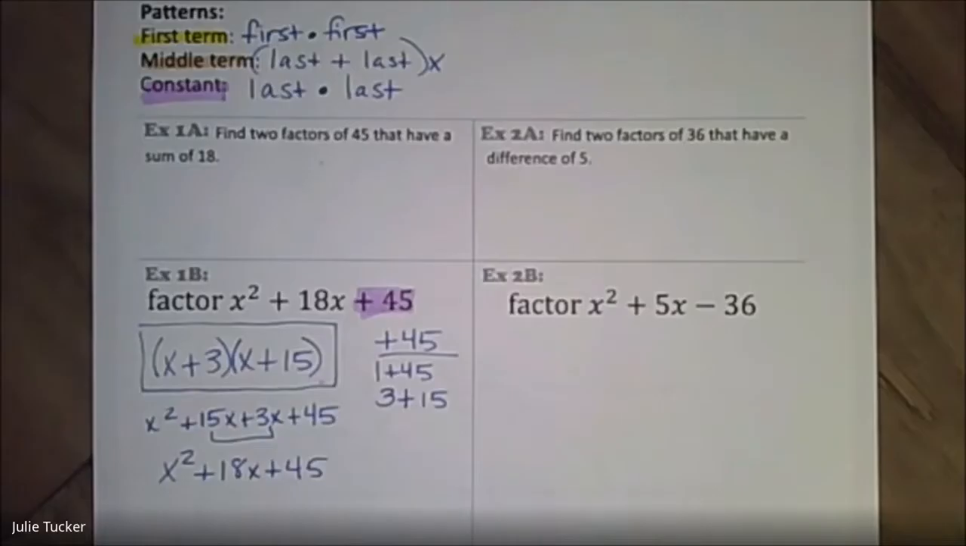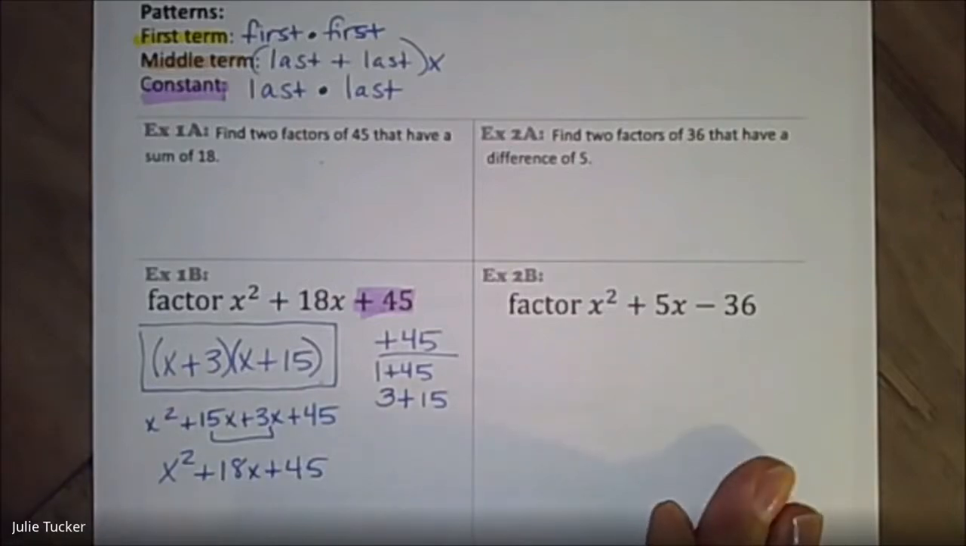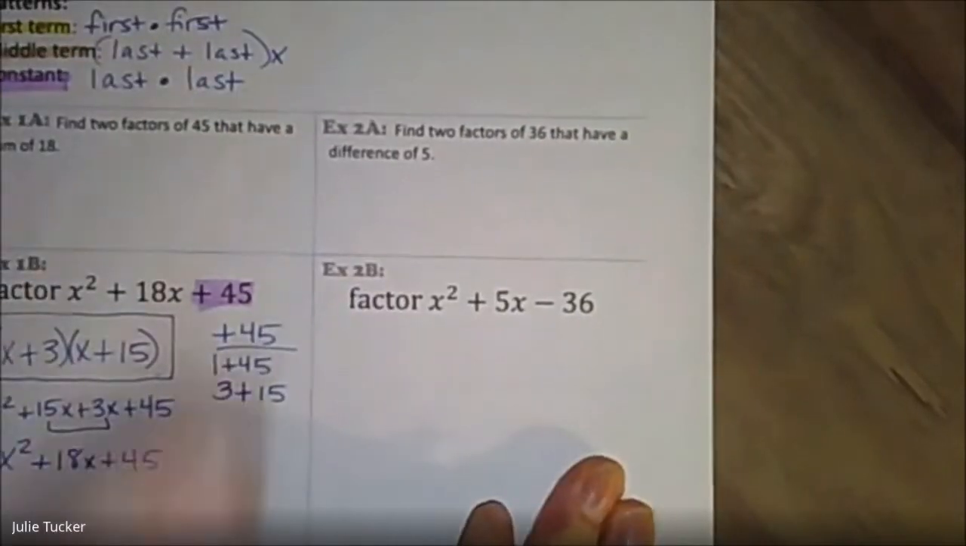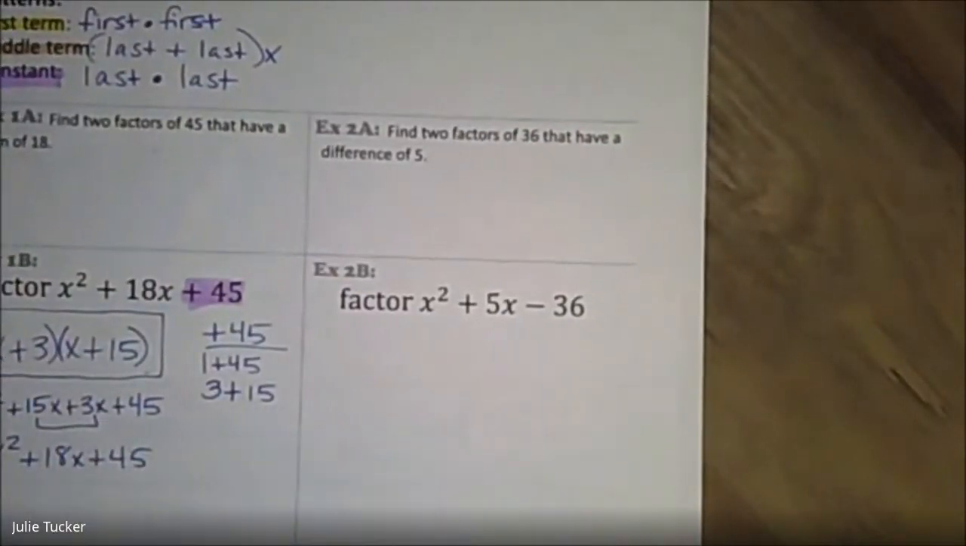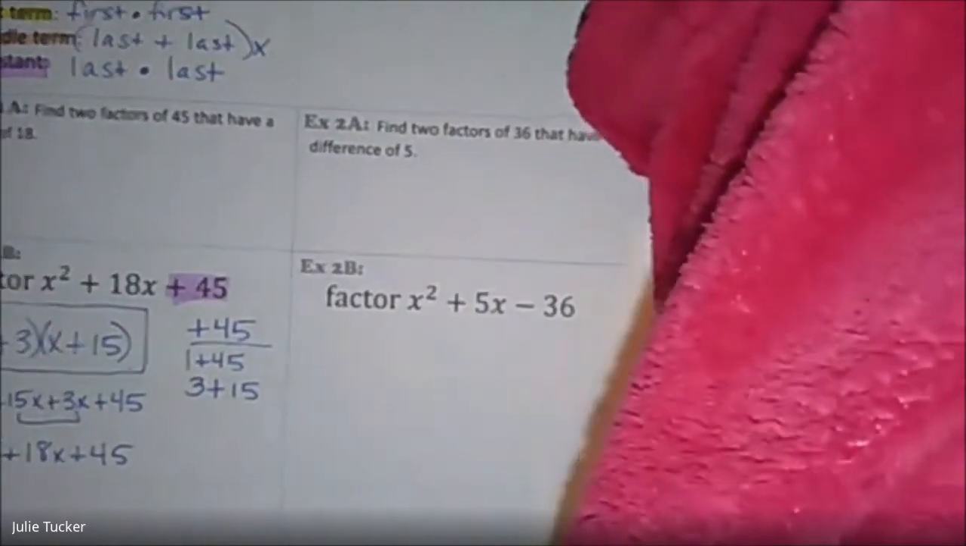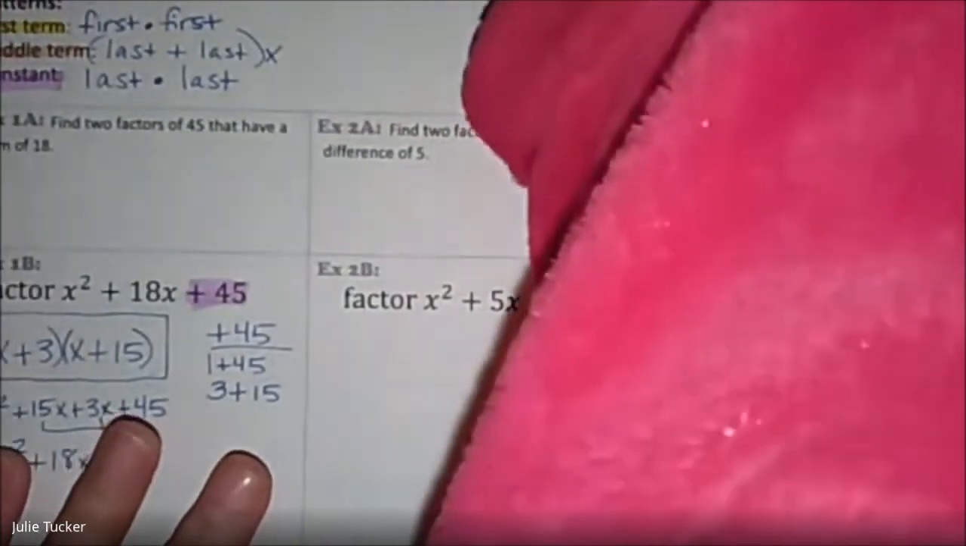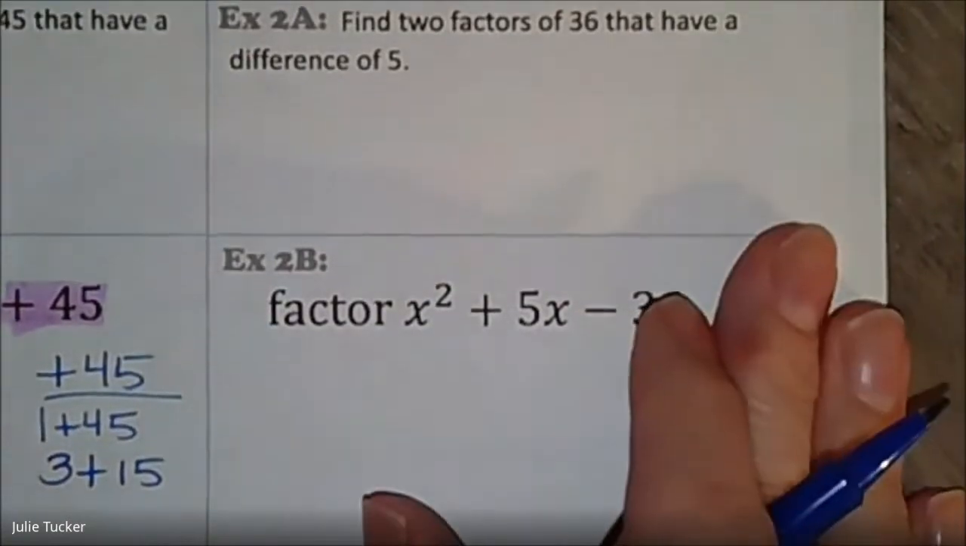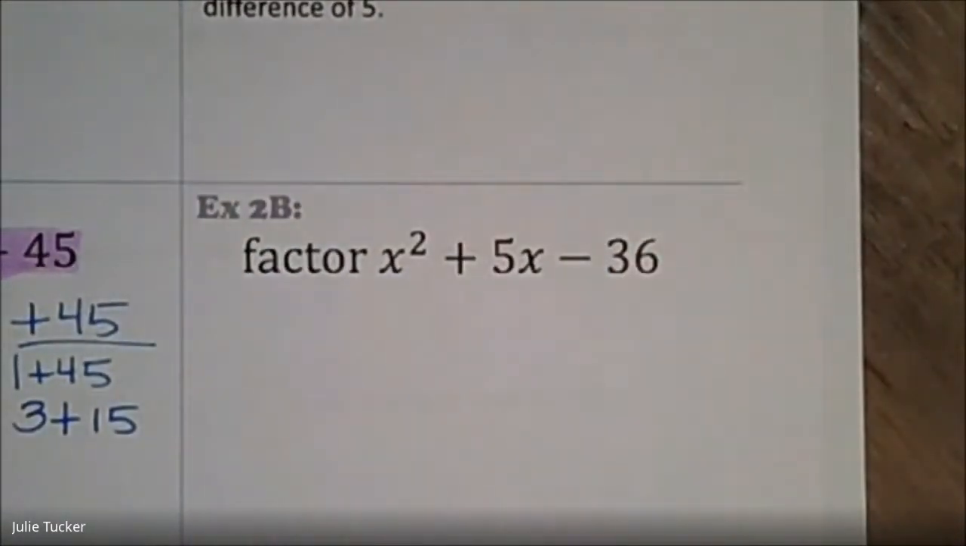Do you remember doing this before in Algebra 1? Good. All right, now we're going to do one that has a minus sign in it. So let me zoom this. Okay, so that's the one you're working on, negative 36. Is it too big or is that a good size?